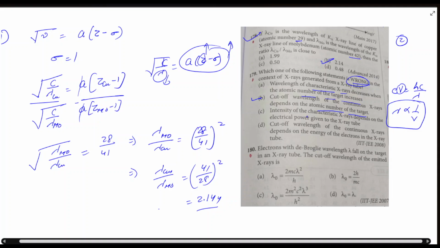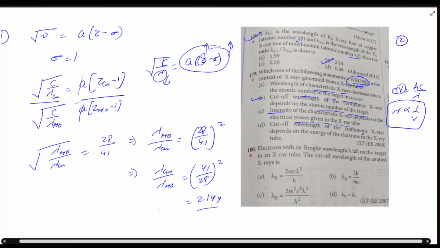Let's check C. The intensity of characteristic X-rays depends on the electrical power given to the X-ray tube. Yes, this is correct because power is directly proportional to intensity. If you increase the power, the number of electrons will increase and hence the intensity of X-rays will increase. So option C is correct. Now let's check option D.